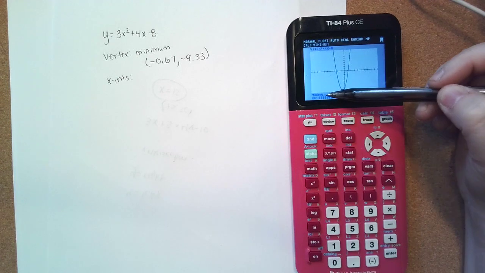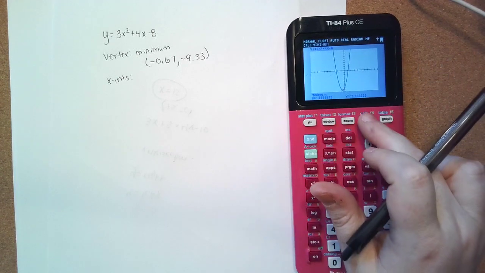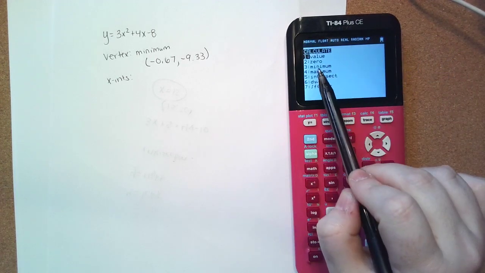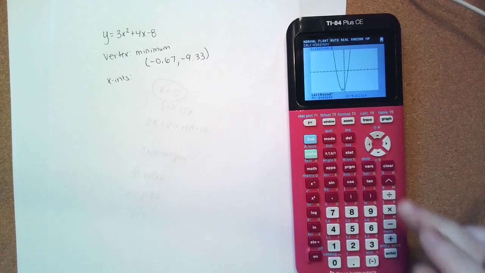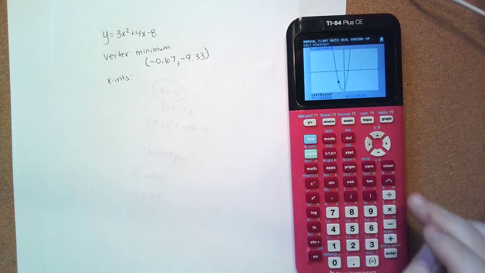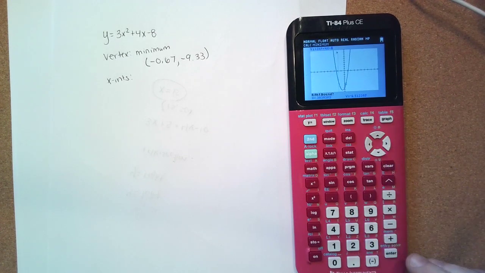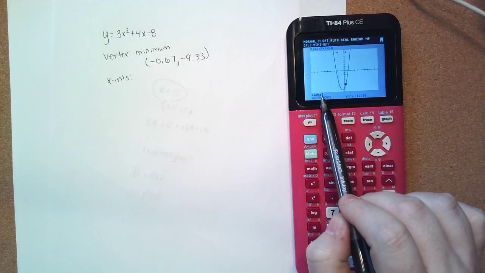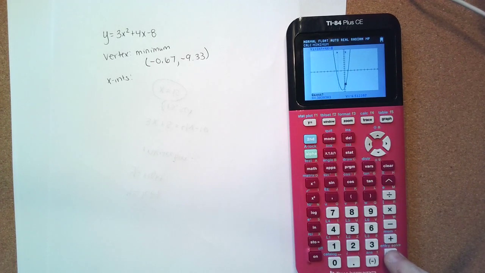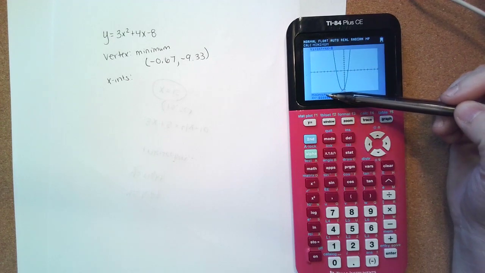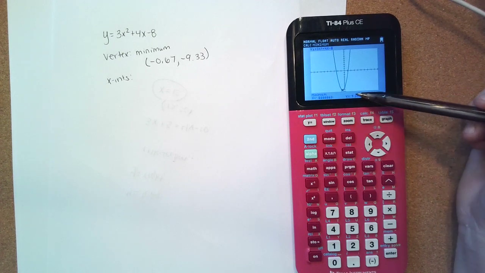So we can find the minimum using second, calculate, minimum, so number 3. For left bound, just go to the left of your vertex, press enter. Go to the right of your vertex, wherever it is, as long as you're on the right-hand side, press enter. We never guess. We always just press enter on that guess question because we want the calculator to tell it to us. We know we're finished when it's no longer asking us questions. It says minimum, and it gives us an x and a y coordinate.